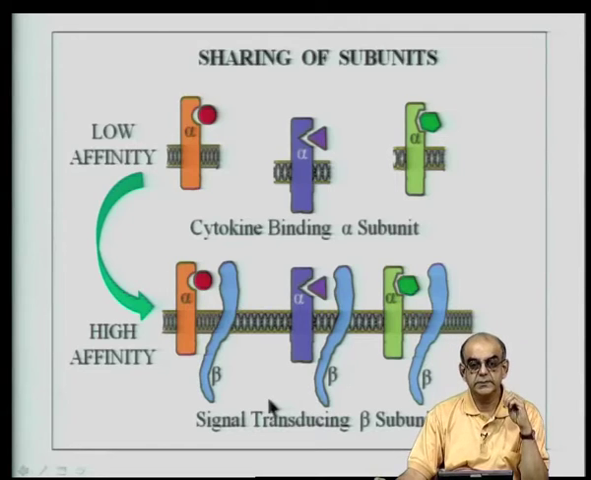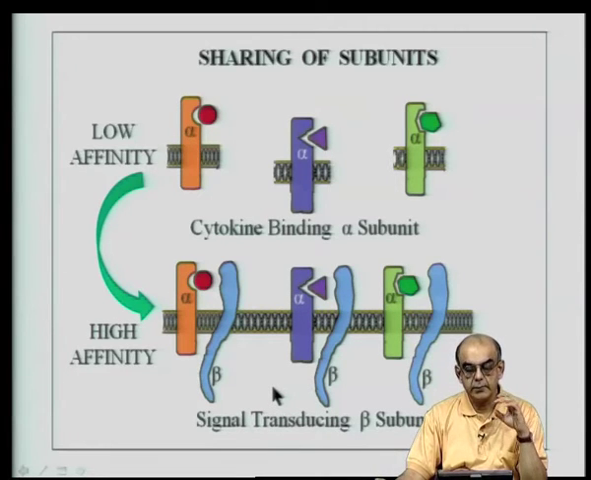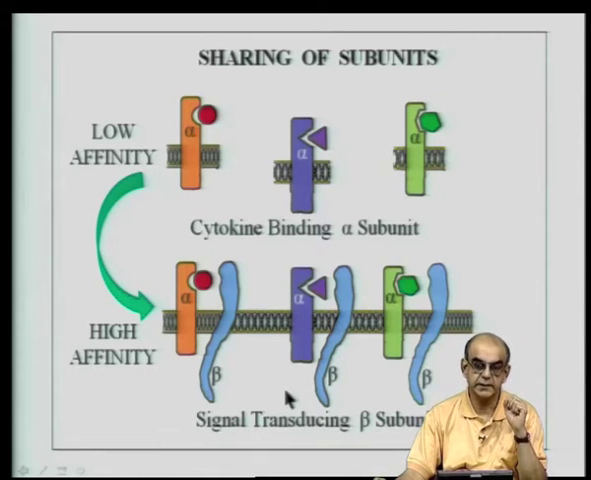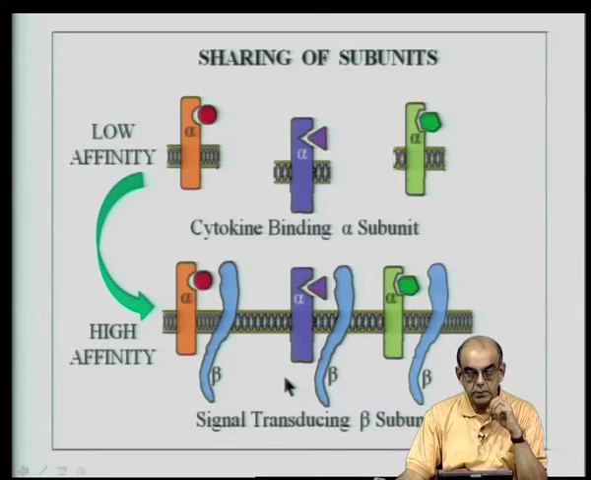Now, why do these different receptors have common subunits? What is the meaning of this and what is the function of sharing of these different kinds of subunits? It so happens that many of these, or all of these cytokine receptors, especially the class 1 receptors, have different subunits. Many of these subunits bind to their cytokines specifically.